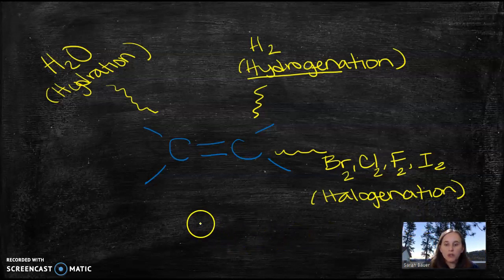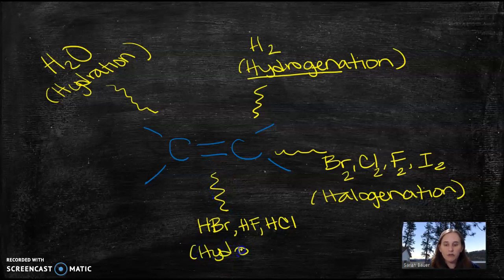We could also do it with a hydrohalogen. So hydrogen that's bonded with bromine, or hydrogen that's bonded with fluorine, or hydrogen that's bonded with chlorine. And that type of reaction that we could add across the double bond is called a hydro, for the hydrogen, halogen. So hydrohalogenation. So the reaction of adding a hydrogen and a halogen across the double bond.